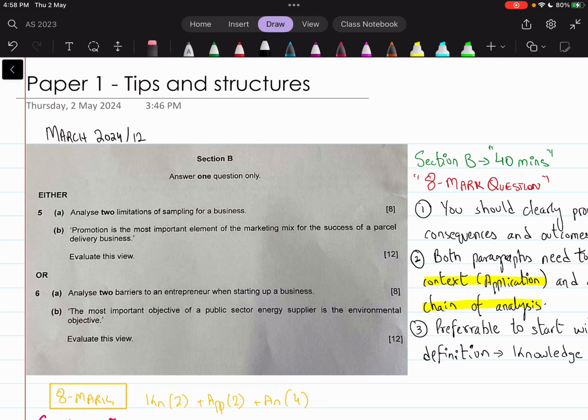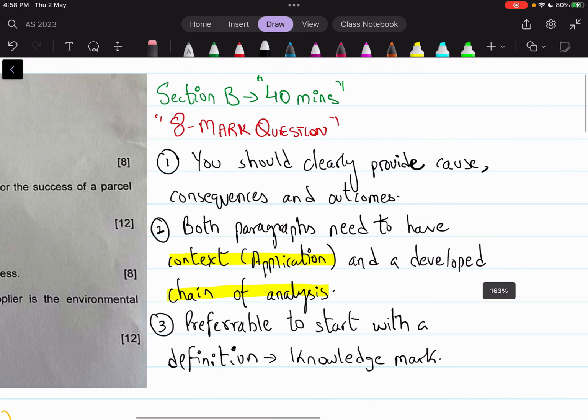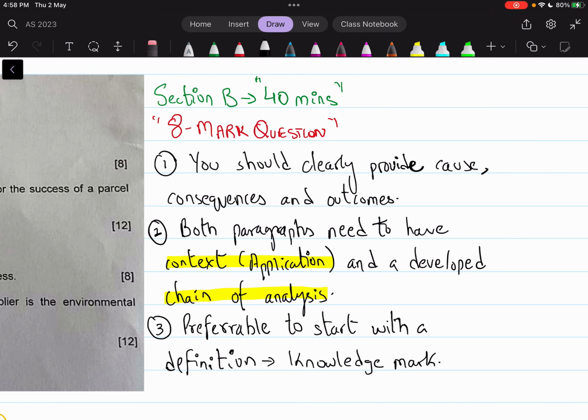Alright, so first, for the 8 mark, on section B you are advised to spend not more than 40 minutes. So it's like 2 minutes per mark. An 8 mark question needs to be solved in 16 minutes and a 12 mark question needs to be solved in 24 minutes. So if you have a clock in front of you, or if it's possible to carry a watch, you can time yourself as well.